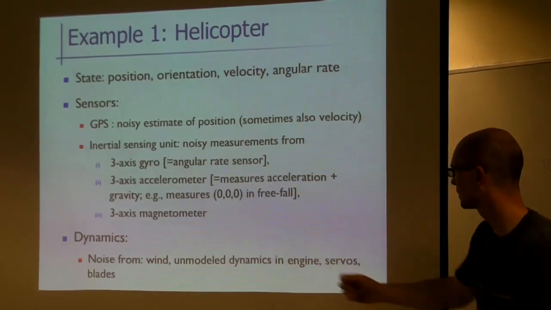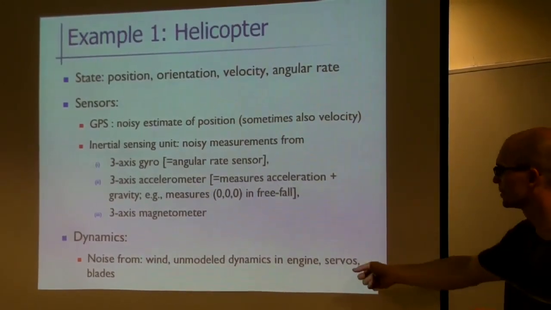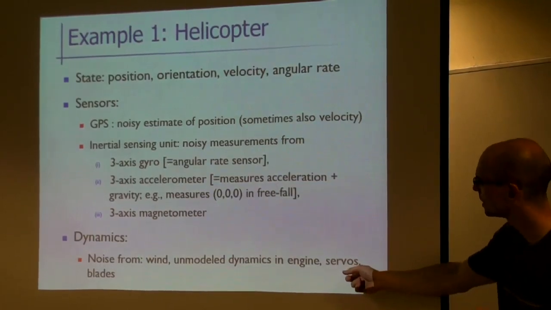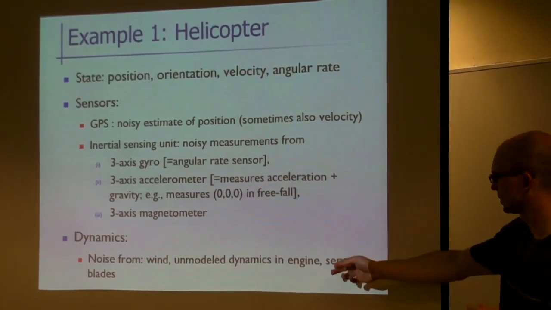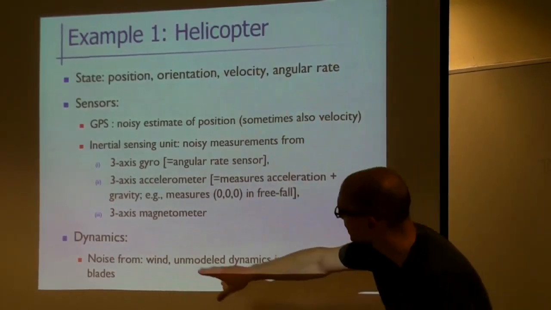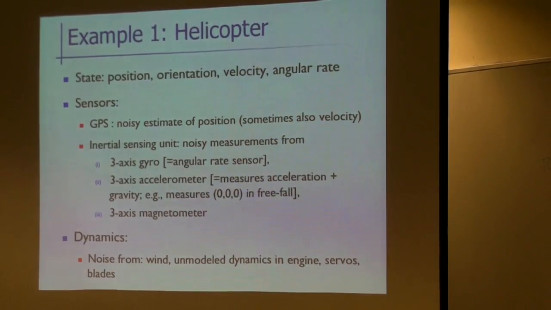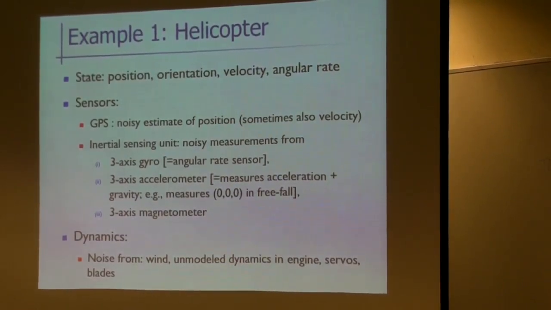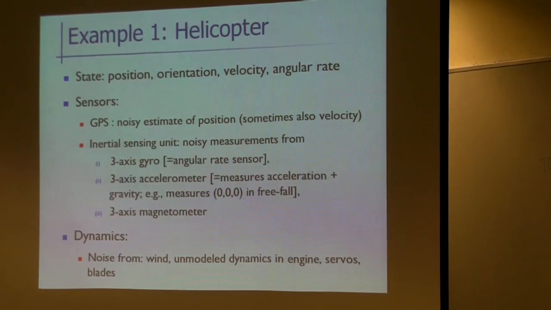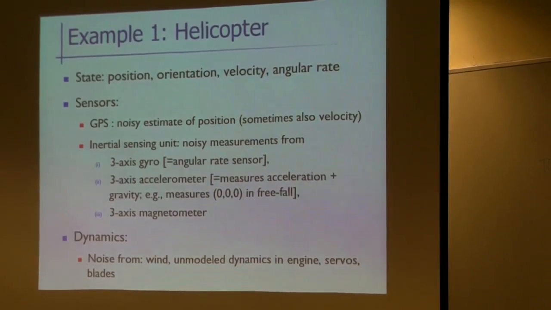The engine might have dynamics that are hard to model. The servo motors controlling the blade angles might have some unmodeled aspects. The blades themselves, they're not perfectly rigid. They will flap. That's also really hard to model. So those are all causes of your model not being perfect, and hence you want to somehow capture the imperfections, and a standard way to do it is to assume that there's some noisy process infused into your system.